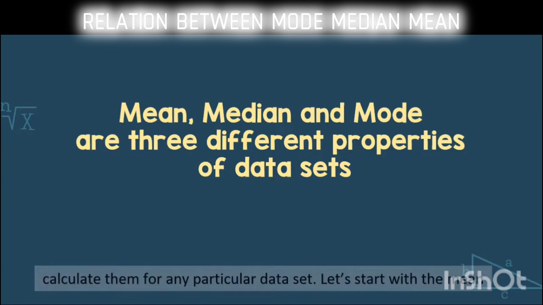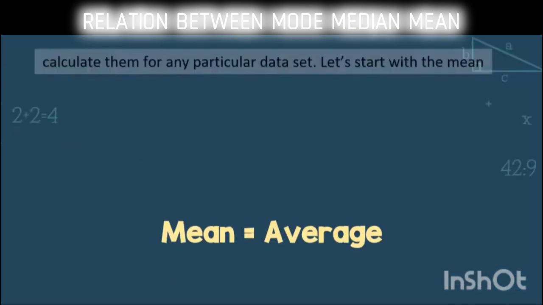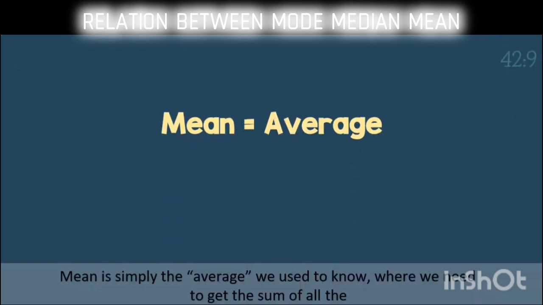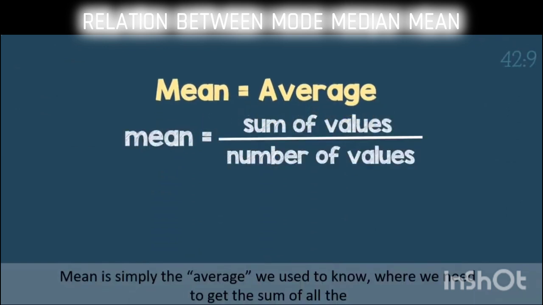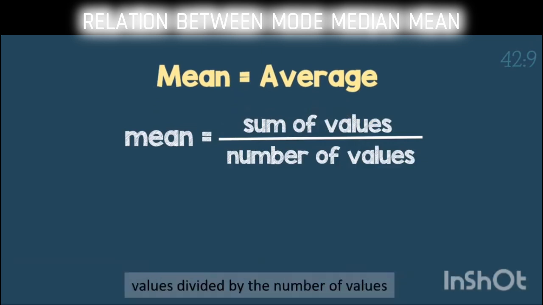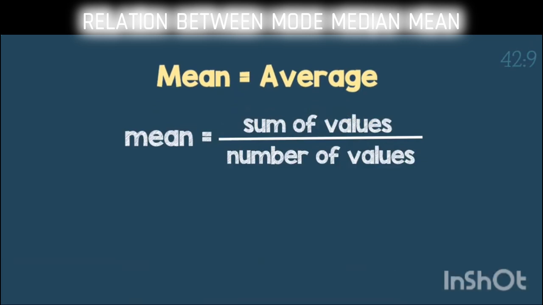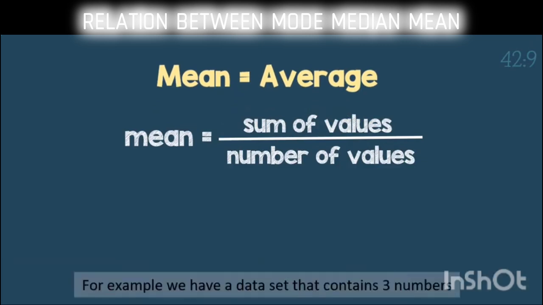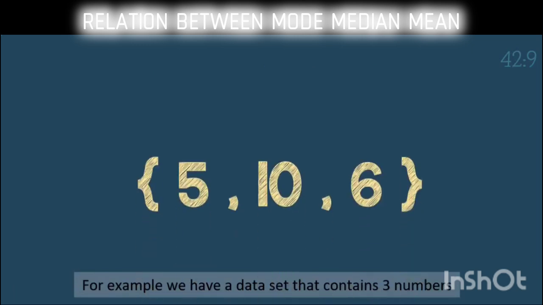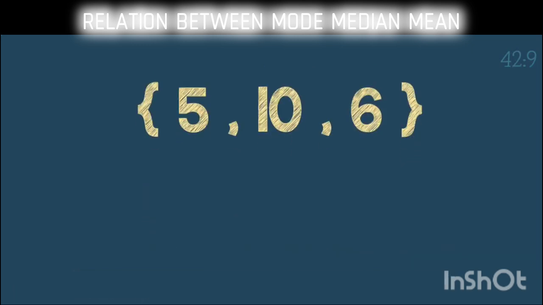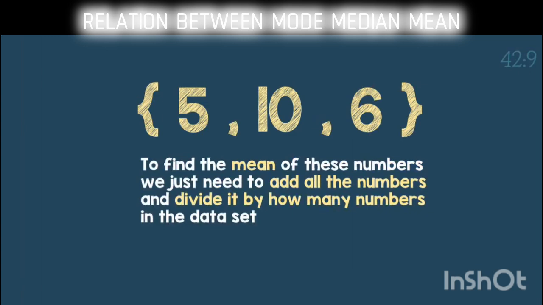Let's start with the mean. Mean is simply the average. It's the average we use to know, where we need to get the sum of all the values divided by the number of values. For example, we have a dataset that contains three numbers, 5, 10, 6. To find the mean of these numbers, we just need to add all the numbers and divide it by how many numbers are in the dataset.